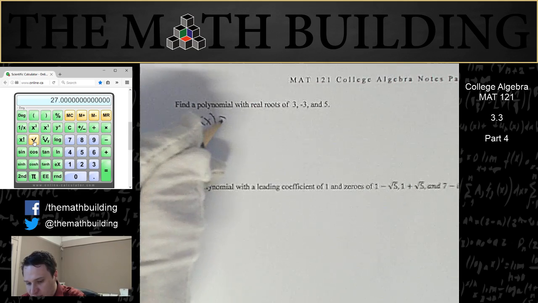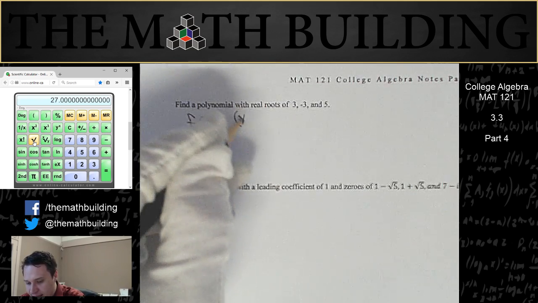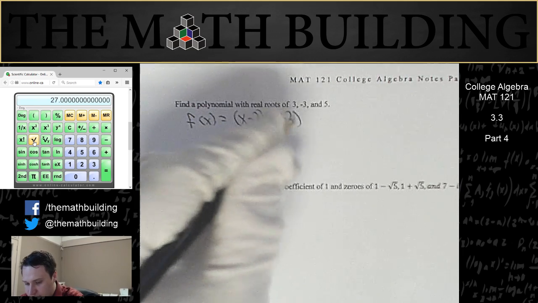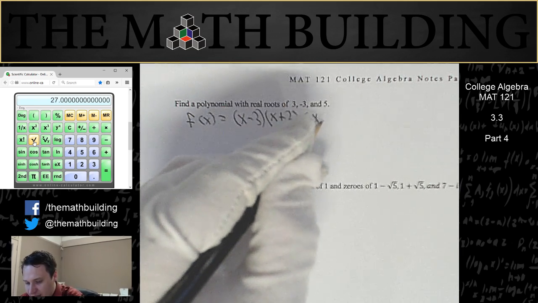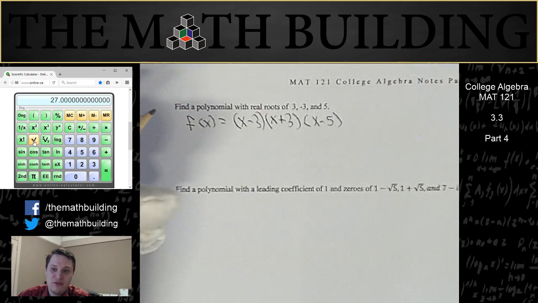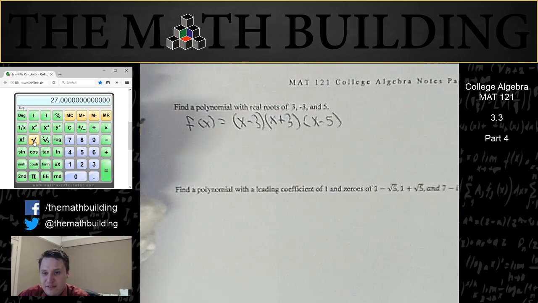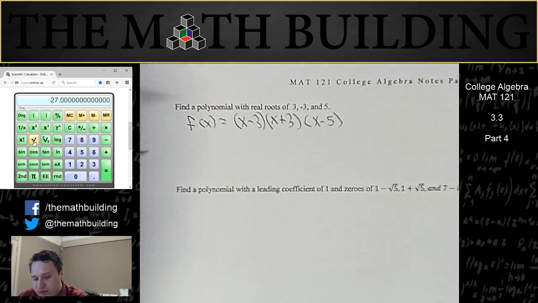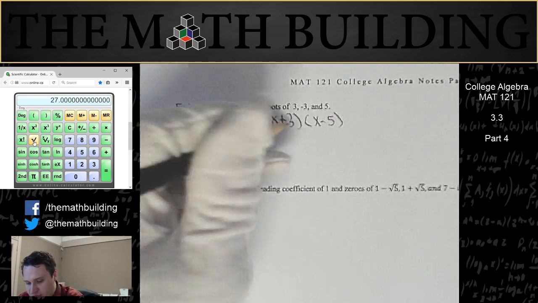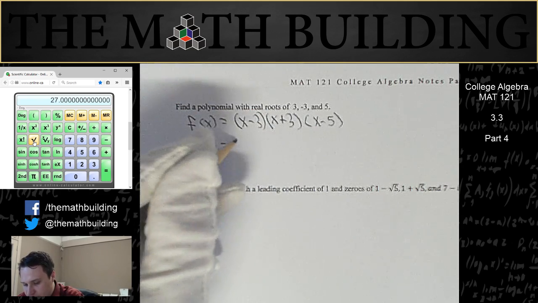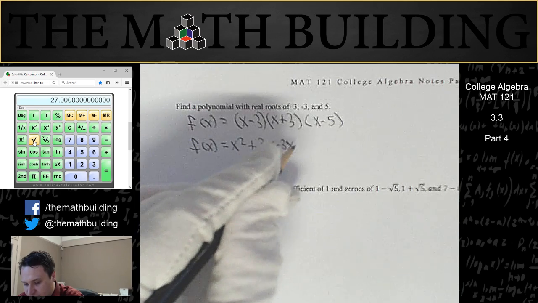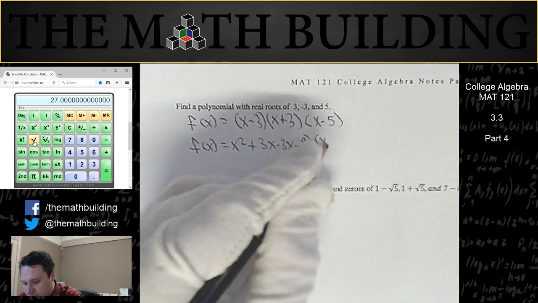F of x is going to equal, the first one is going to be x minus 3. The second one is going to be x plus 3, right? We're just flipping the signs. And the last one would be x minus 5. So there's a polynomial with roots of 3, negative 3, and 5. That's in factored form. Let's go ahead and write it in regular form by FOILing. So let's FOIL these first two. It's going to be x squared plus 3x minus 9 times x minus 5.